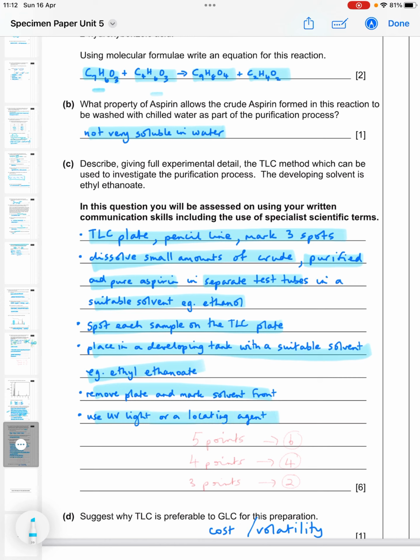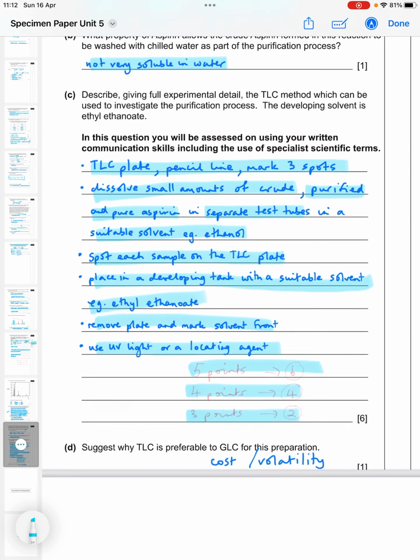And the way that was marked, 5 of those points would have given you 6 marks, 4 would have given you 4, and 3 would have given you 2.